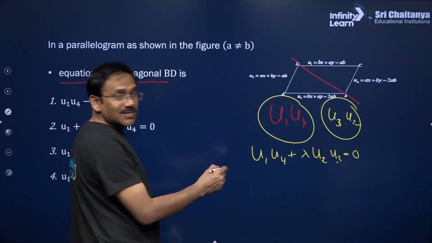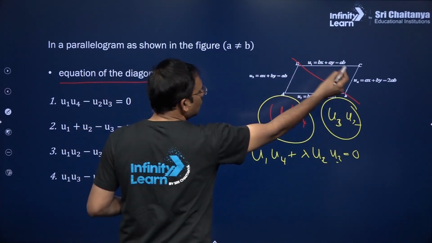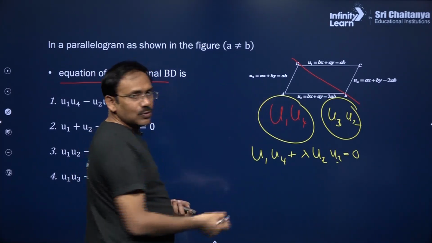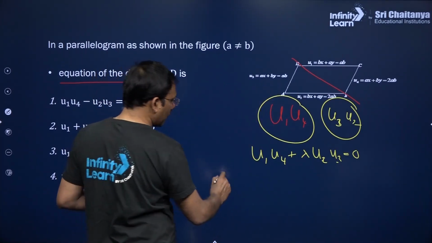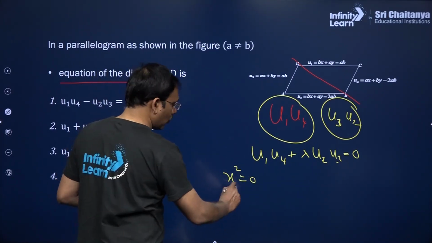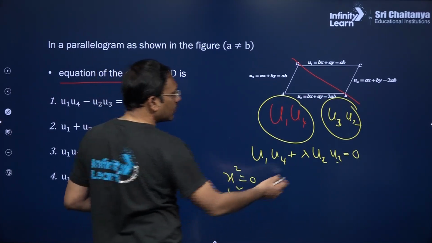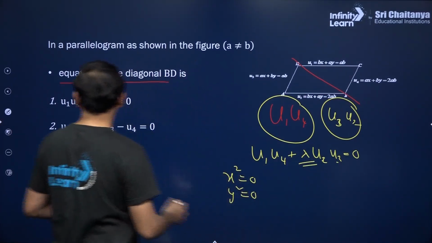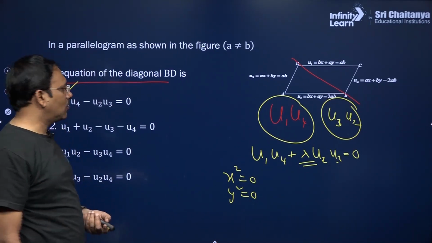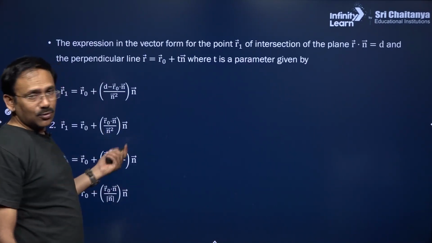So, you just simplify, this should be a line now, just u1 into u4 plus lambda into u2 into u3 you write. So, x square coefficient must be 0 because it should be a line, y square coefficient 0, xy coefficient 0, if you make that, you are going to get lambda is equal to minus 1. So, the answer is u1 u4 minus u2 u3 is equal to 0. Next, friends, first you do this question, then we will go to this question.